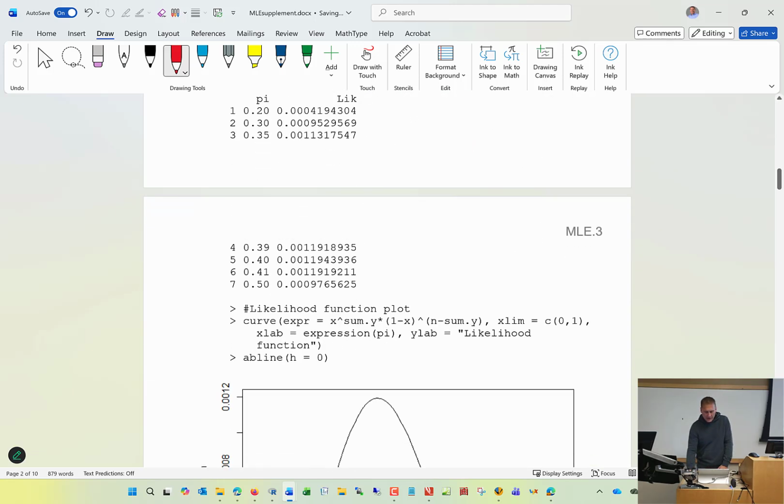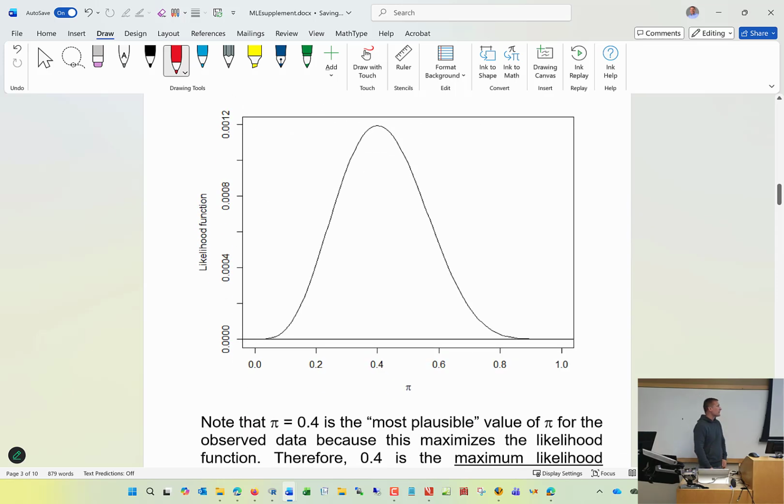We can actually plot then what the likelihood function looks like. And again, how the likelihood function works is that the more plausible the value of pi is, the larger the likelihood function will be. So then what's the most plausible value of pi here? 0.4. In statistics, we call this most plausible value of pi the maximum likelihood estimate. And so what we've just done here is what's called maximum likelihood estimation.